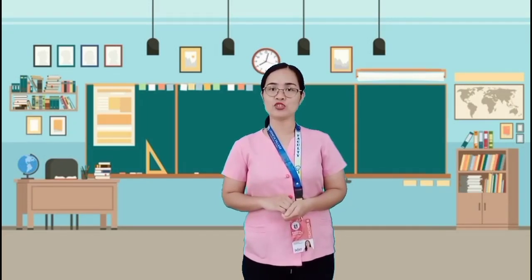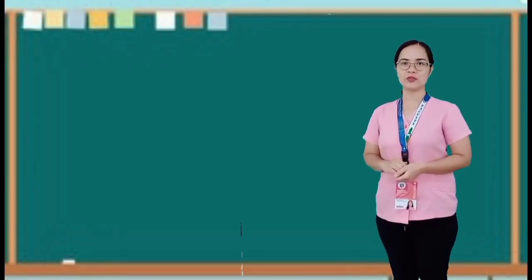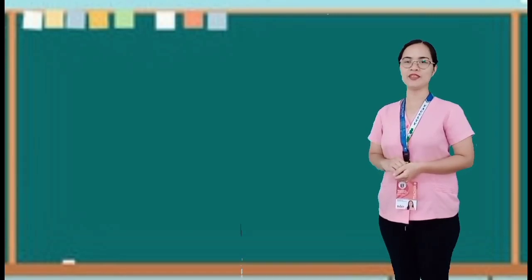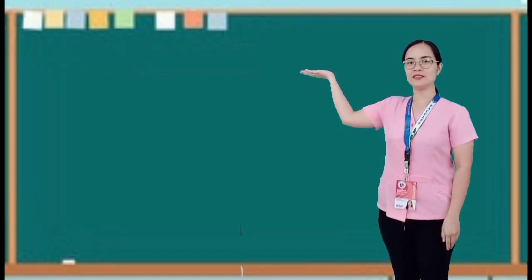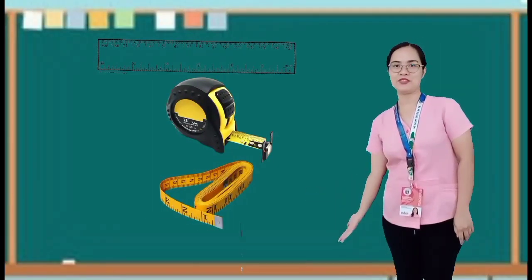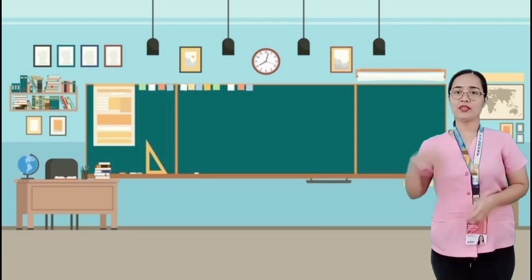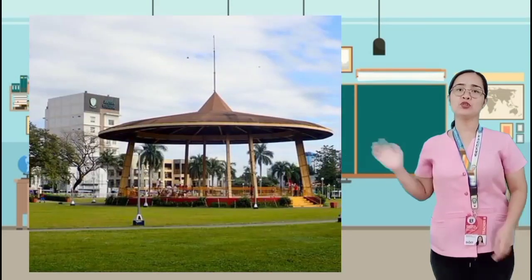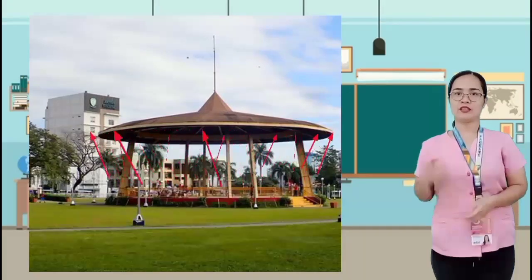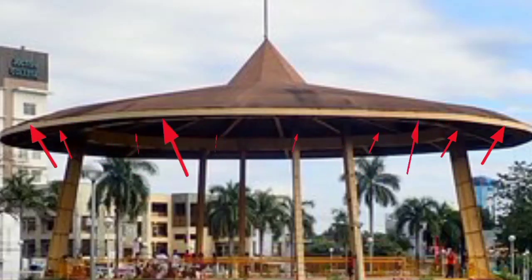There are different tools that we can use in getting the measurement of a circle. These are some of the measuring tools that we can use: we have ruler, steel tape, tape measure, and meter stick. To get the measurement of the base of this salakot, you need to measure the distance around the base. And when we get the distance around the circle, we are getting its circumference.